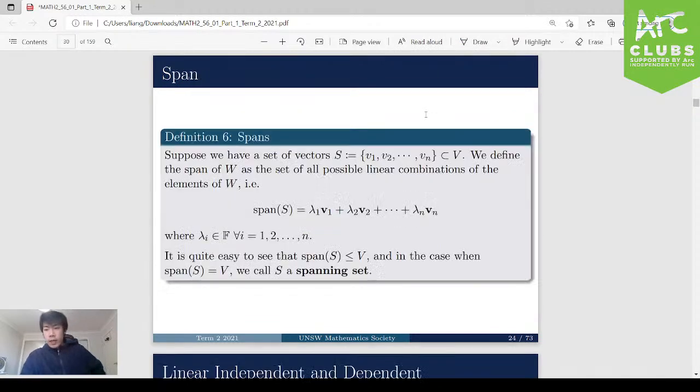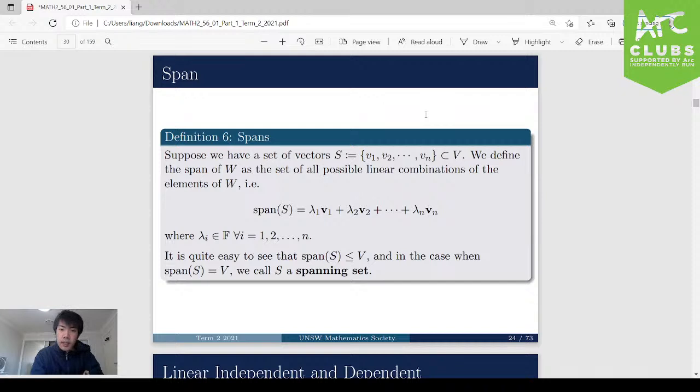Okay. Next thing to have a look at is span. So suppose we have a set of vectors S, V1 to Vn. We define the span of S as a set of all possible linear combinations of the elements of S. The span of S is, if we take lambda 1, lambda 2, lambda 3, all the way to lambda n, where these lambdas are all scalars. They don't have to be the same scalar. They could be different. They could be the same.